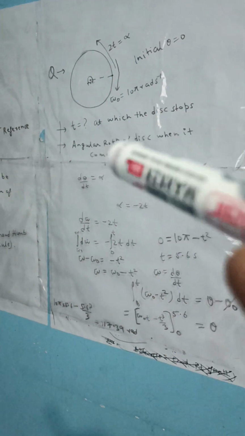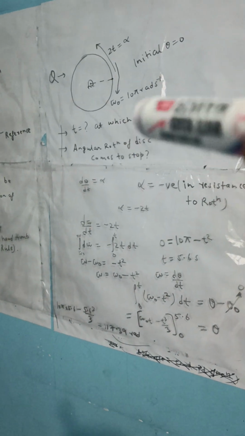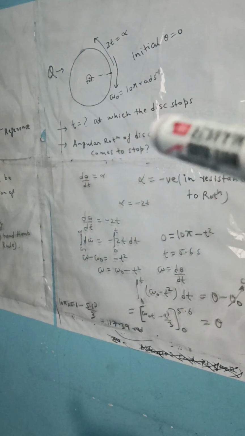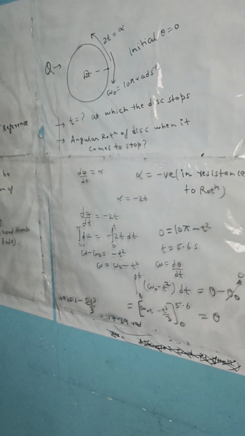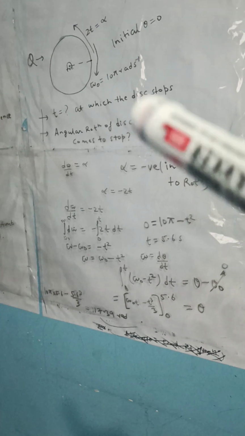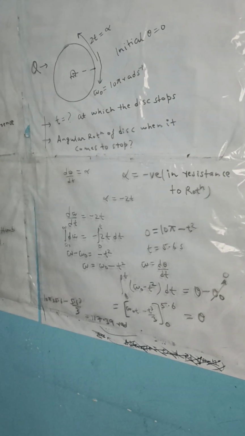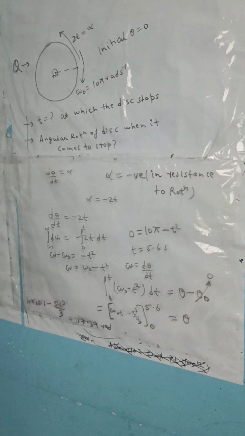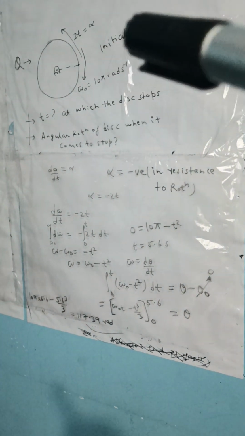The question is, this is a circular shaped body and omega naught is given to it, which is 10 pi radian per second. Initially it has zero angular position, or this is the reference line. So initially we give omega naught 10 pi and theta is 0. Theta naught is the initial angle. So 2t is equal to alpha.